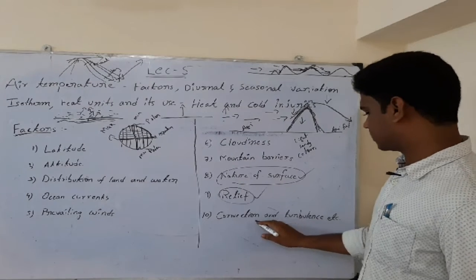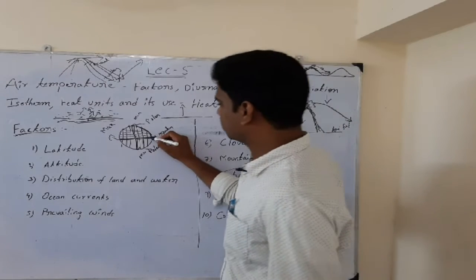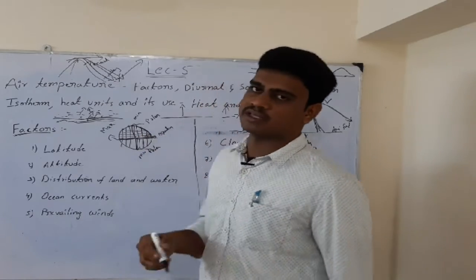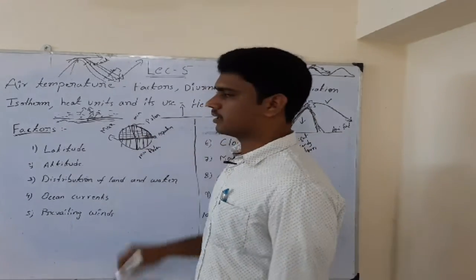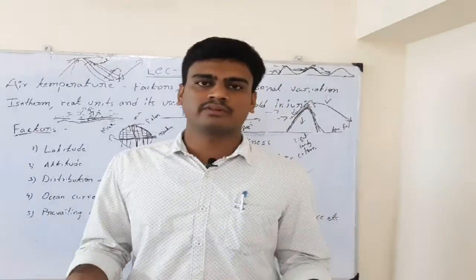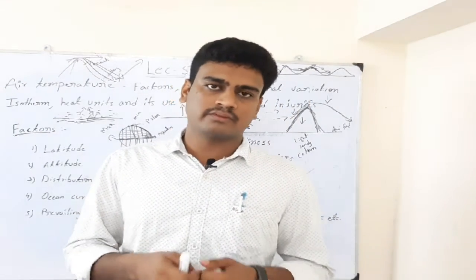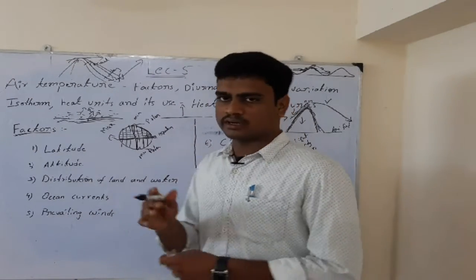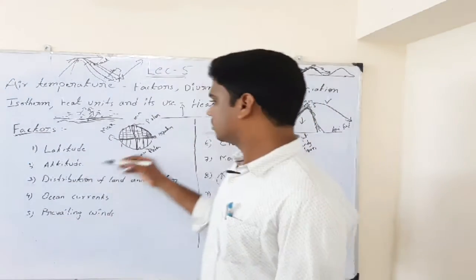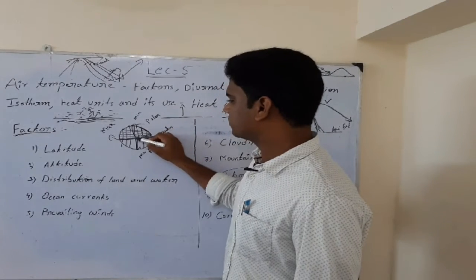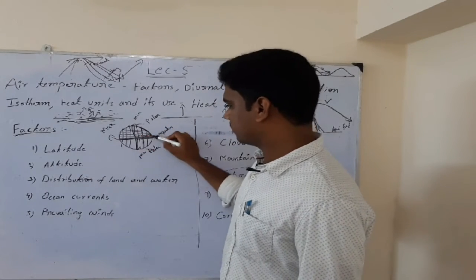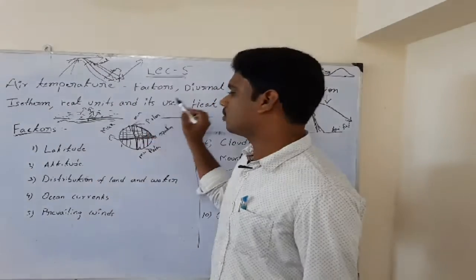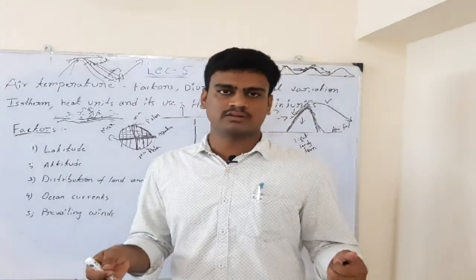Then the next one is convection and turbulence. Turbulence means, the air which is present near the equator, the temperature will be very high. Because of that very high temperature, the expansion of molecules present in the air will happen. When the expansion of molecules happens, the air automatically starts to move from one place to the other place. So at the equator itself, the wind blow will be very high when we compare it to the polar region because of expansion of molecules in the air.